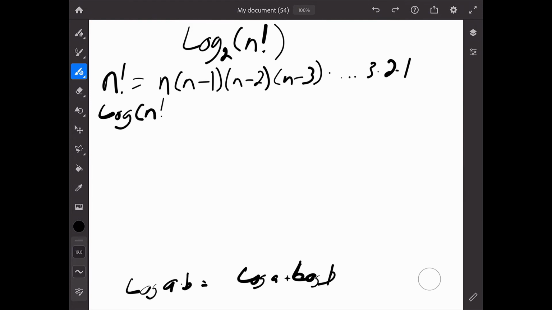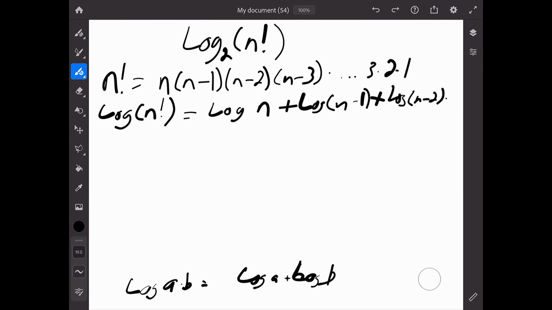So the log of n factorial is the log of n plus the log of n minus 1 plus the log of n minus 2, and so on. Okay, so let's bound this. Let's give it an upper and lower bound so we can see what this number looks like. Certainly each value in this sum, log n, log of n minus 1, log of n minus 2, they're all smaller than log n. So I can put a log n here, a log n here, a log n here, and so on.